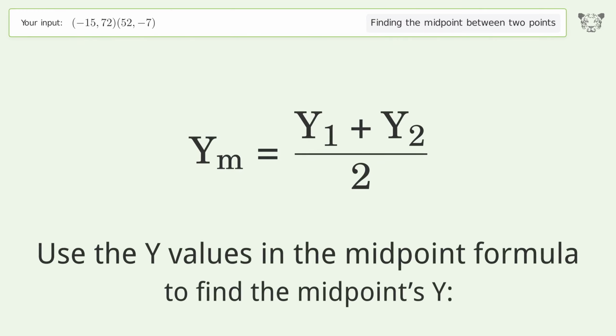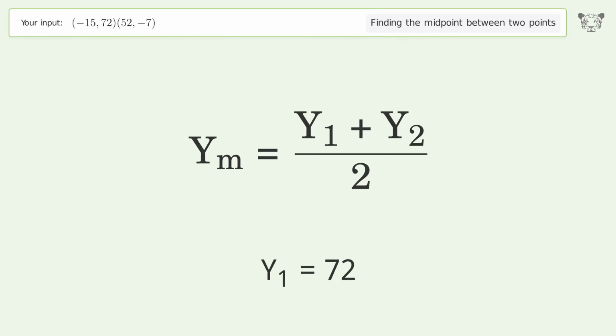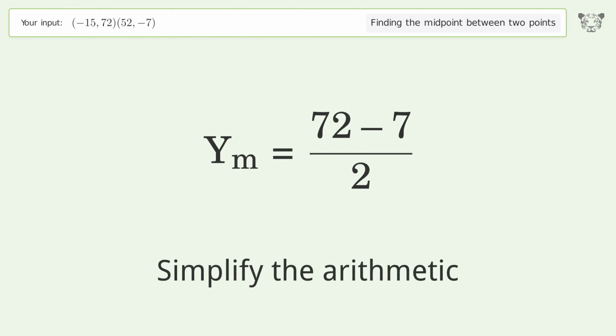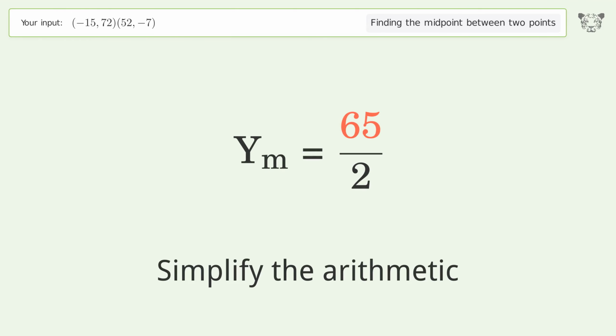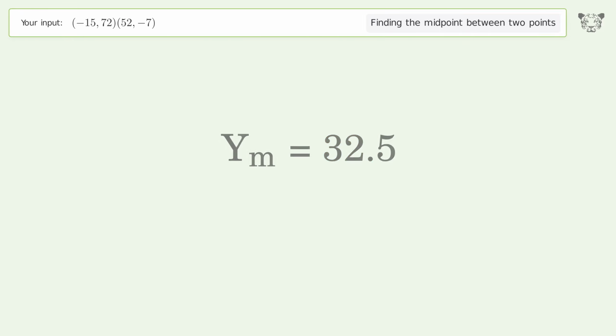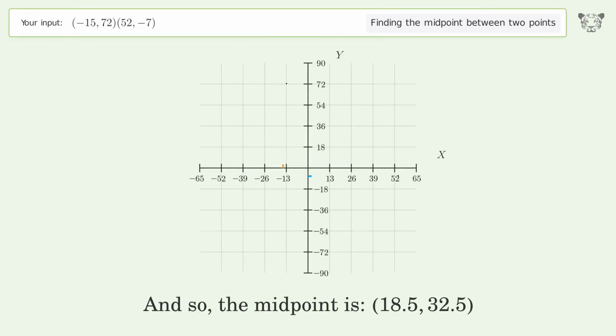Use the y values in the midpoint formula to find the midpoint's y. y1 equals 72. y2 equals -7. Simplify the arithmetic. And so, the midpoint is 18.5, 32.5.